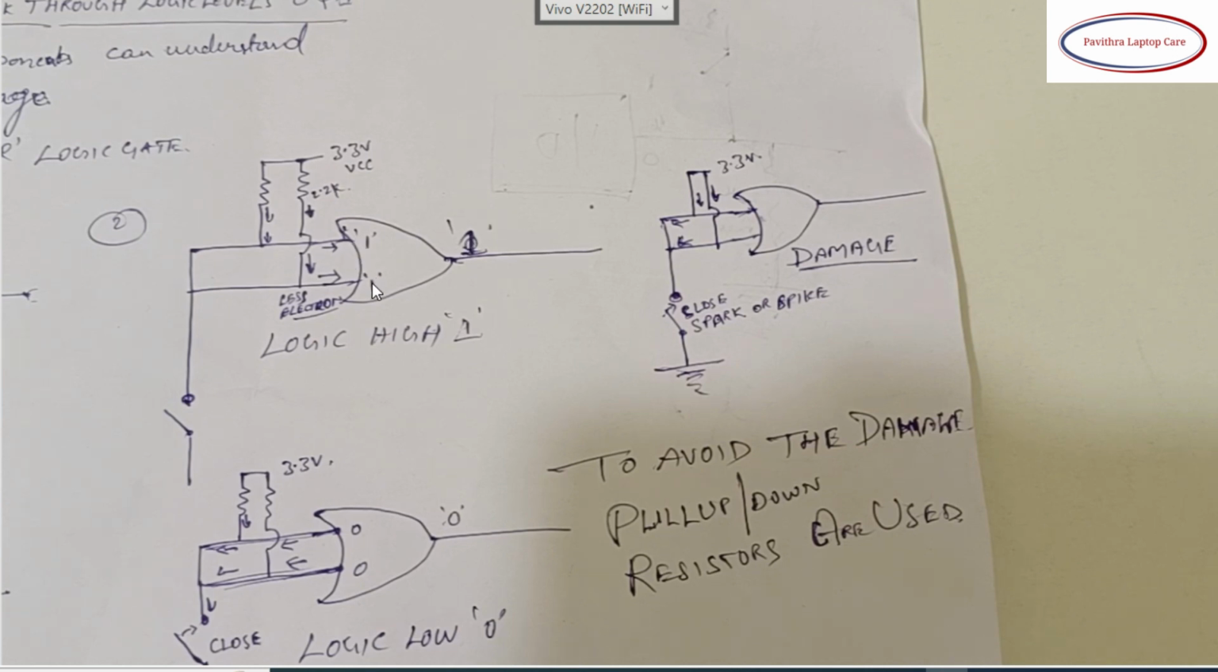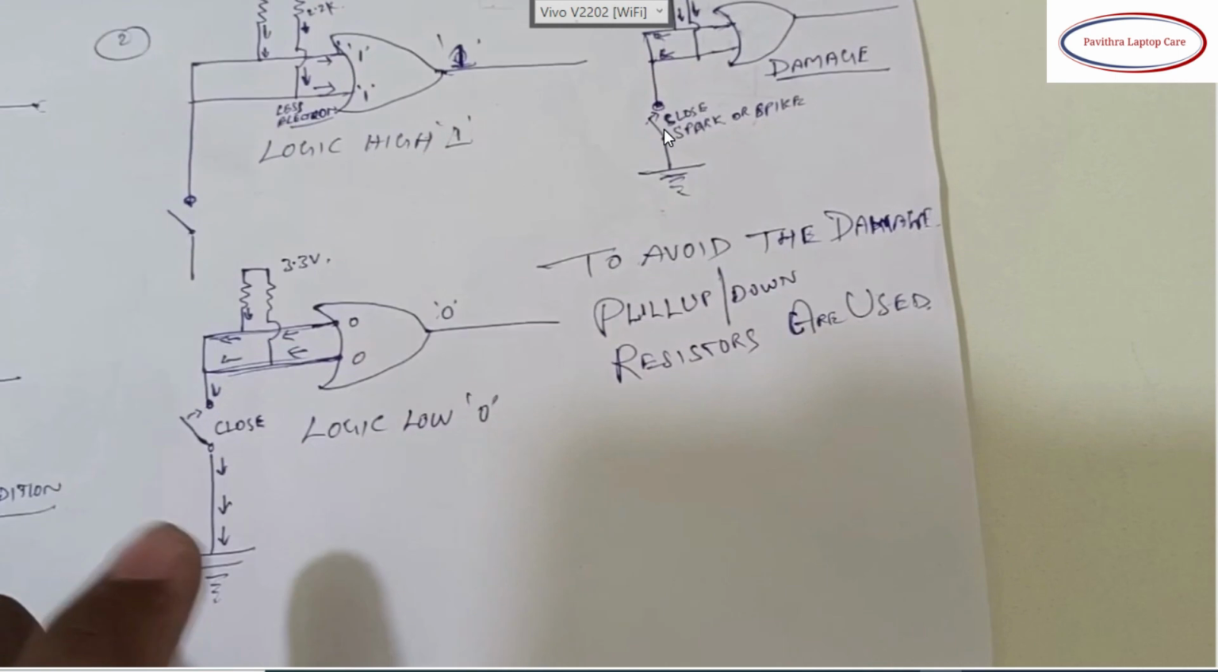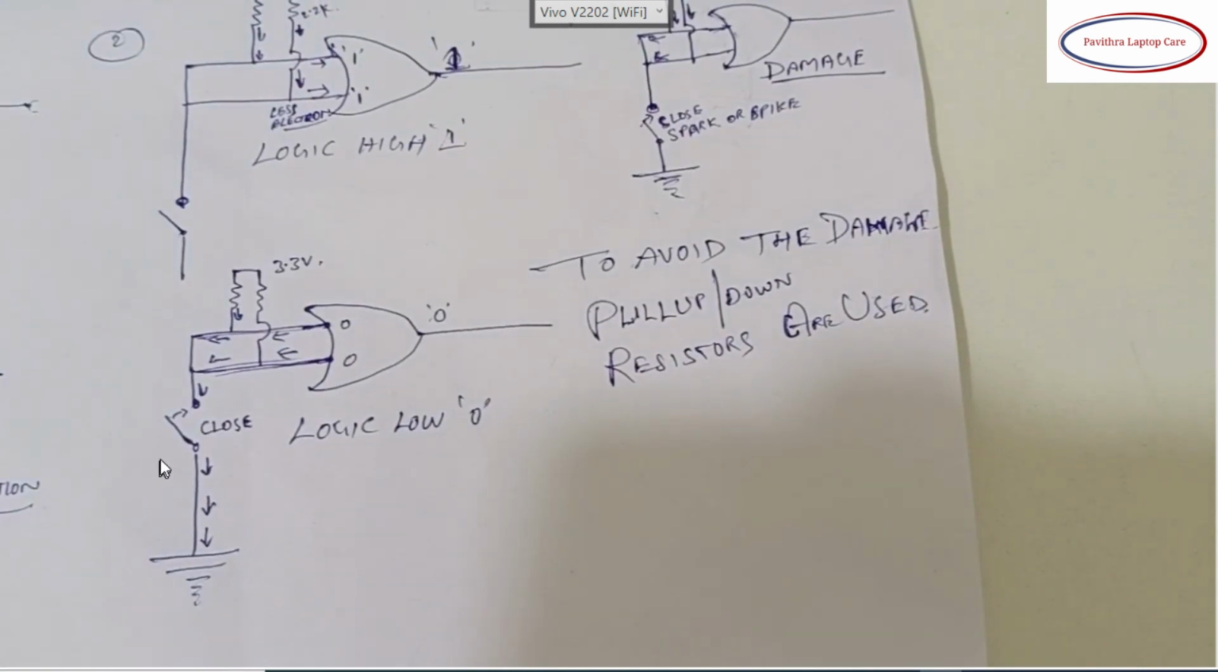Here also high, here also high. As per the logic gate condition, 1 or 1 is equal to 1. Okay, logic high will be 1. Here, if we close the circuit, the 3.3 volts passes through the resistor, and some loss will be there because of this 2.2k resistor, and easily this flow of electrons goes to the ground. Okay, this is called logic level low.